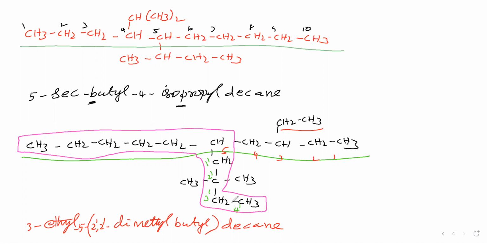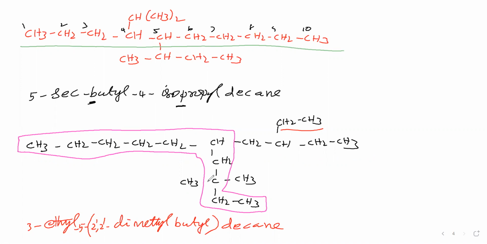How many carbon atoms are there? You see 2, 5, 7, 9, 10. 10 carbon atoms are there. How many branches do you see? 1, 2, 3. 3 branches we are getting. But in this main straight line, how many branches? 2 branches. Therefore, which is correct? The rose color is correct because the number of branches is more. Therefore, we have to select the parent chain like this only.